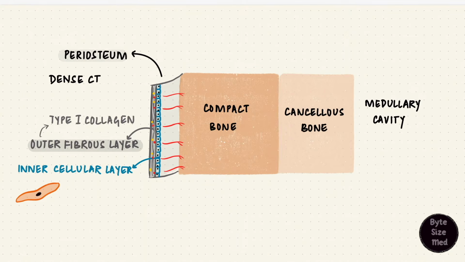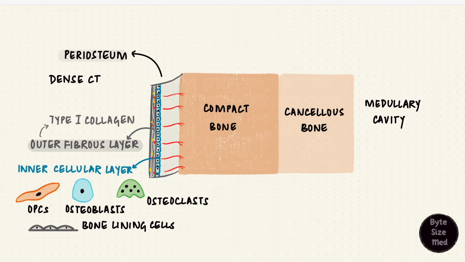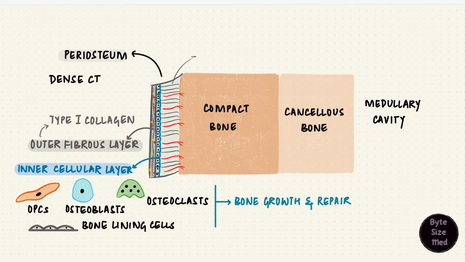The inner cellular layer has cells, osteoprogenitor cells, which can differentiate into osteoblasts. It's got those bone lining cells. It can have osteoclasts, thus making this layer important for bone growth and repair. Fibers from this periosteum can extend inside and anchor it to the surface of bone. These are called the perforating fibers. They're more dense at sites where tendons attach to the periosteum.